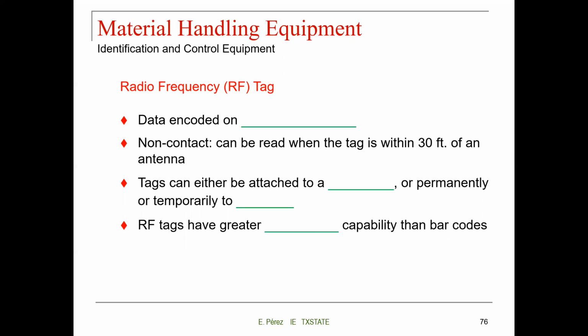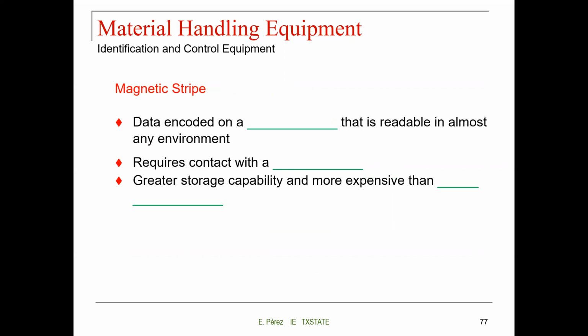The RF tag: data encoded on a chip encased in a tag. No contact is needed, and it can be read when the tag is within 30 feet of an antenna. Tags can be attached to a container, or permanently or temporarily to an item. RF tags have greater data storage capability than barcodes.